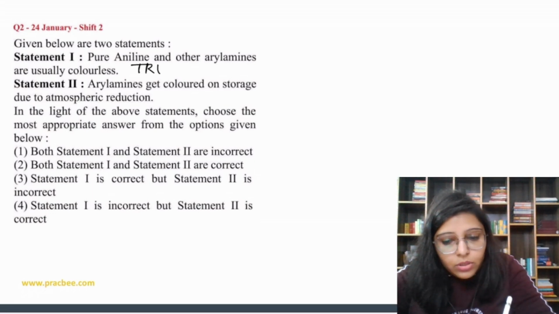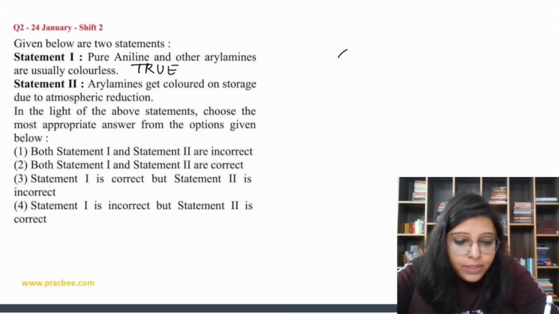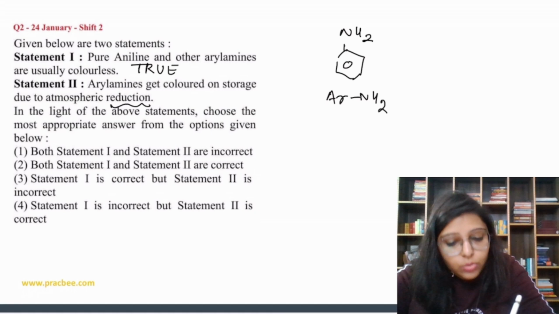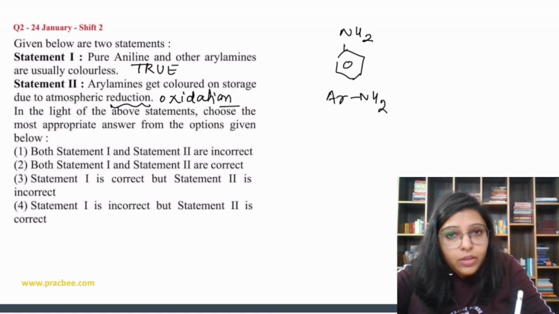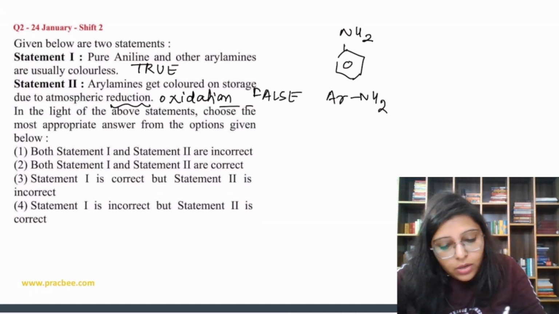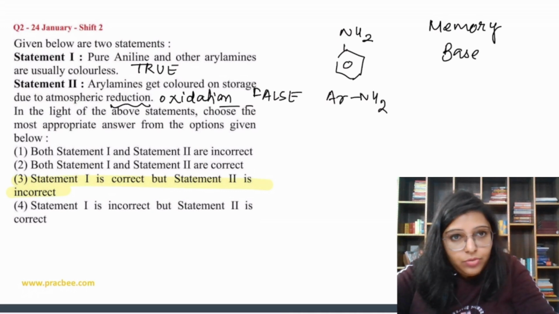Yes, it is true. Generally, they are colorless. Aryl amines like we have aniline, okay, so they are aryl amines, ArNH2. Do they get colored on storage due to atmospheric reduction? No, due to atmospheric oxidation. Yes, they get colored due to atmospheric oxidation. So this statement is false. So we can say that statement 1 is correct and statement 2 is incorrect. So this question is completely on memory. So this is a memory based question.